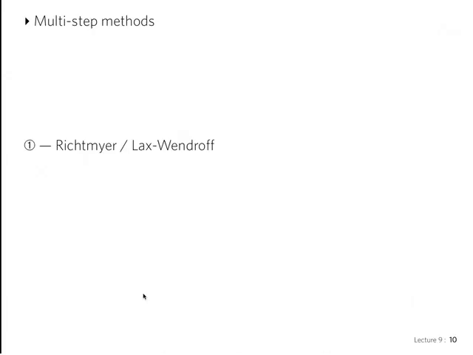Multi-step methods. And this is going to lead to the case of our nonlinear problems. So some of the methods that we have presented for linear equations are really not well suited for nonlinear equations. I already said, for example, that leapfrog can become unstable if you put it in the Burgers equation.